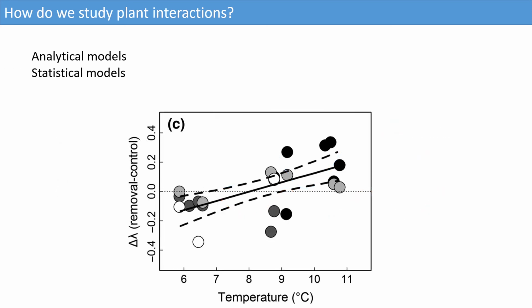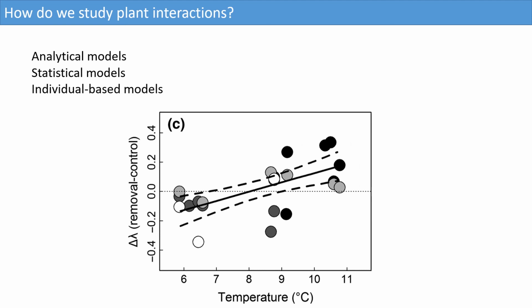You can also have statistical models, as it has been shown by the study of the viola species, where we have fitted a linear regression to show how the intensity and the direction of the interaction changes depending on the temperature.